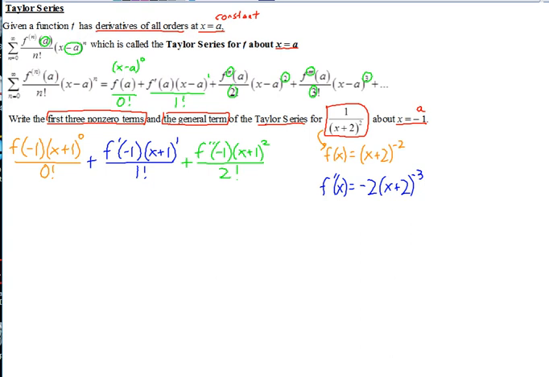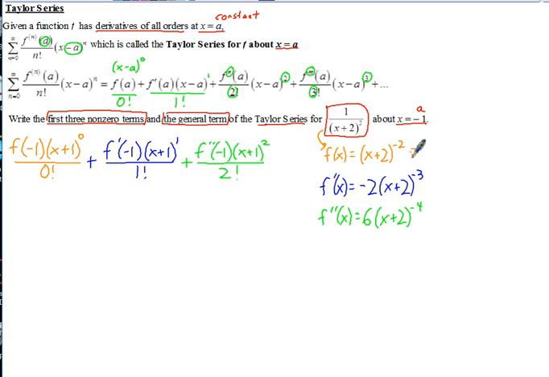And then our second derivative, notice since we need the first 3 non-zero terms, we'll need up to the second derivative at least. So f double prime of x would be negative 3 times negative 2 is positive 6, x plus 2 to the negative 4. So let's see if we can find f of negative 1, f prime of negative 1, and f double prime of negative 1 now using these 3.